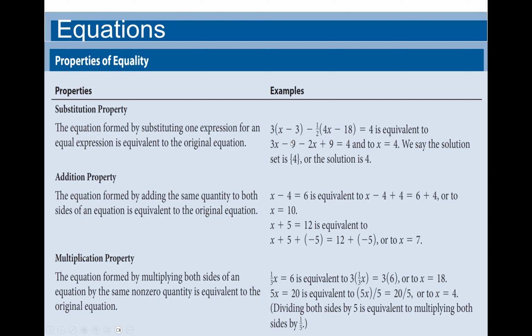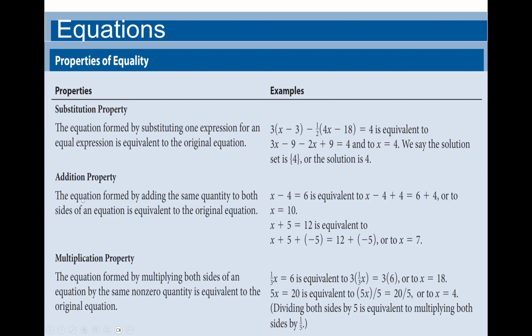Now here we can cancel: minus 9 and plus 9 will cancel, and 3x minus 2x will give us x. So we get x equal to 4. So here we can say that the solution set or the solution of the equation is 4. So the substitution property says that an equation formed by substituting one expression for an equal expression is equivalent to the original equation.